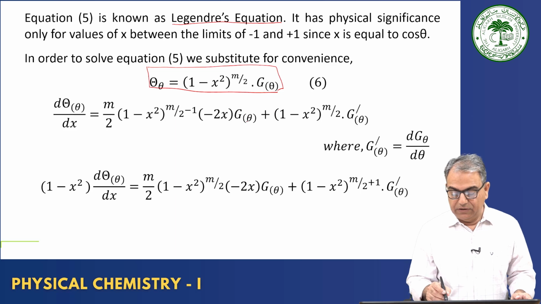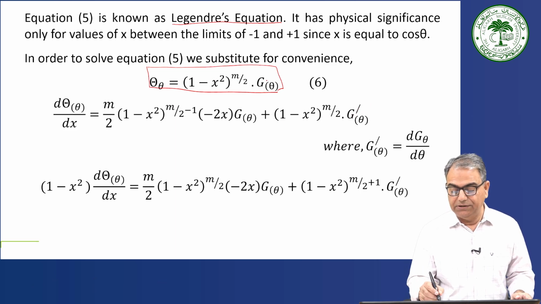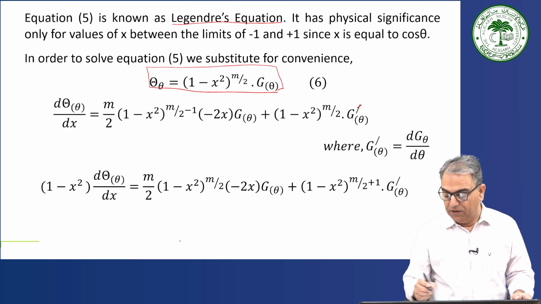G theta we have kept constant, and here we keep the first term, 1 minus x square to the power m divided by 2, constant, and we differentiate the g theta function. This is the first differential function. Prime indicates the first differential; this should have been prime. Okay, so I have written it. This is the first differential.